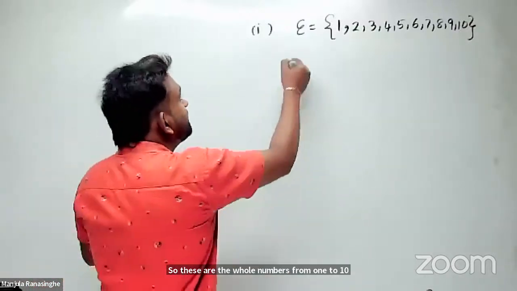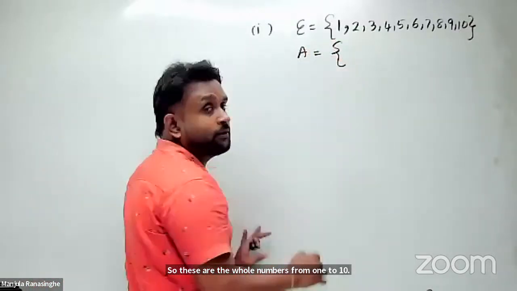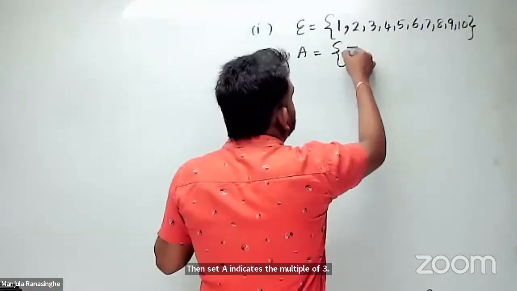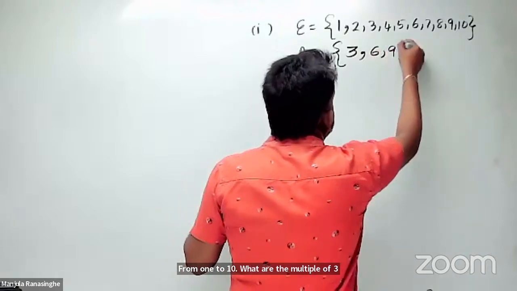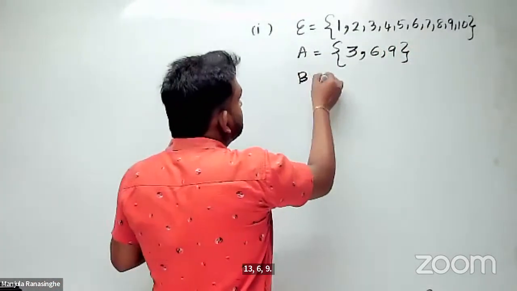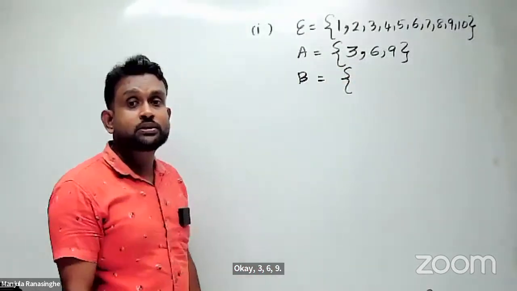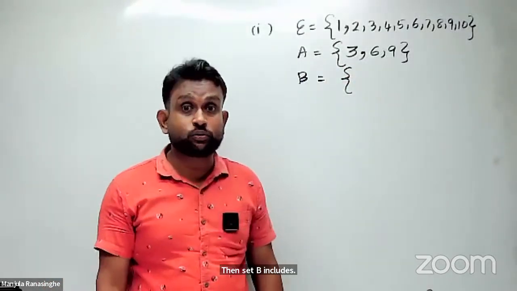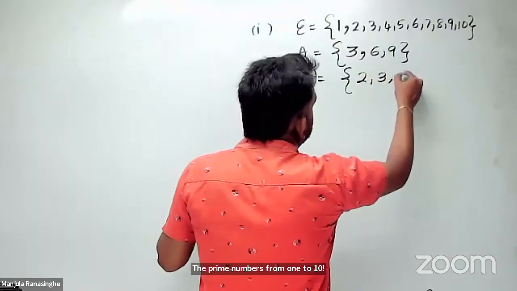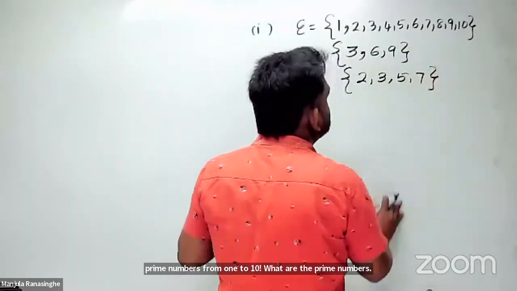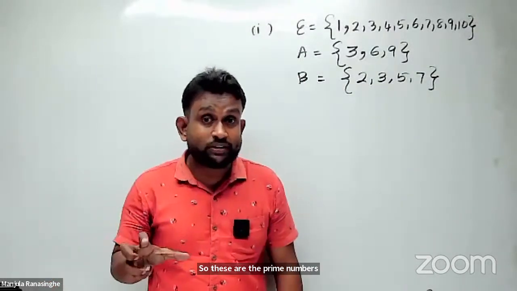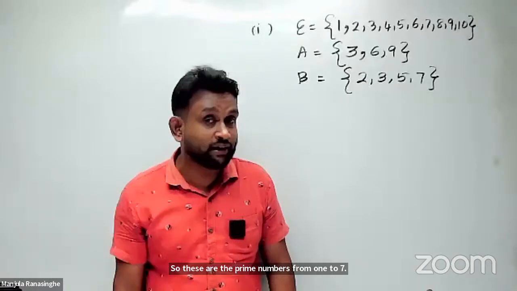Then set A indicates the multiples of 3 from 1 to 10. What are the multiples of 3 from 1 to 10? 3, 6, 9. Then set B includes the prime numbers from 1 to 10. What are the prime numbers? 2, 3, 5, 7. So these are the prime numbers from 1 to 10. Prime numbers means having only two distinct factors.